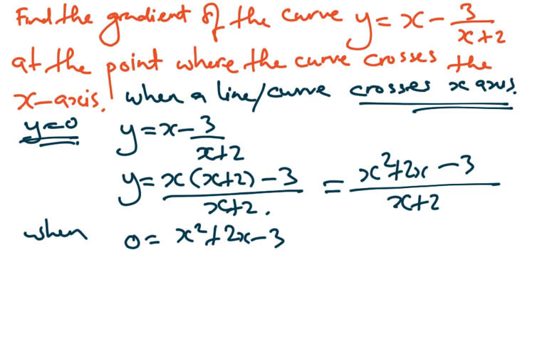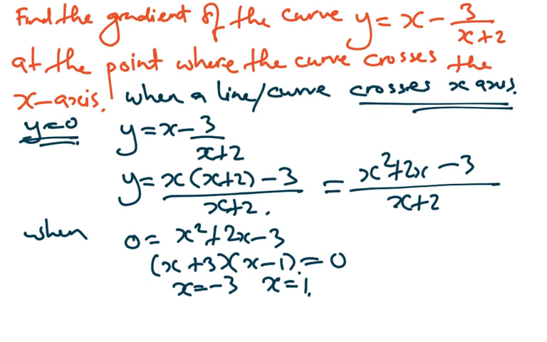So you factorize this, you get x plus 3 and x minus 1 equals 0. So x squared minus x plus 3x, yeah, that's correct. So x equals negative 3 and x equals positive 1. Okay, so now the question is find the gradient. So of course we need to differentiate. Let's do that in the next page.